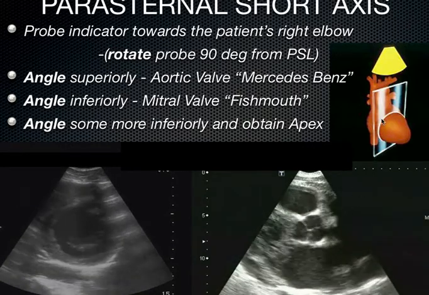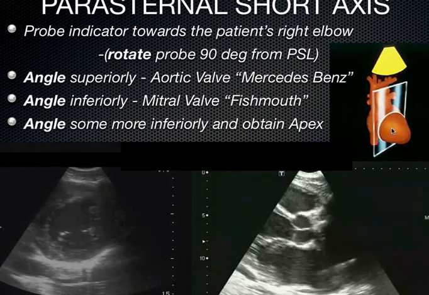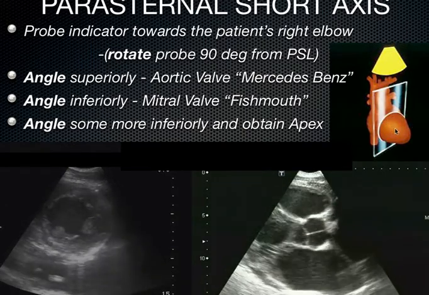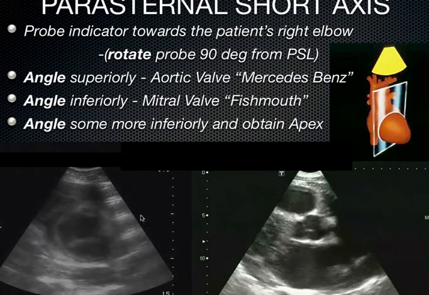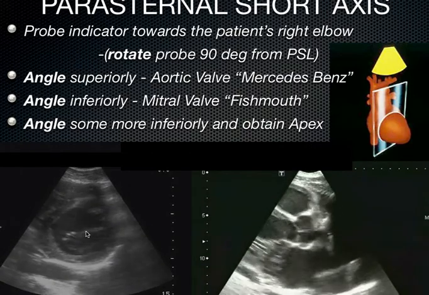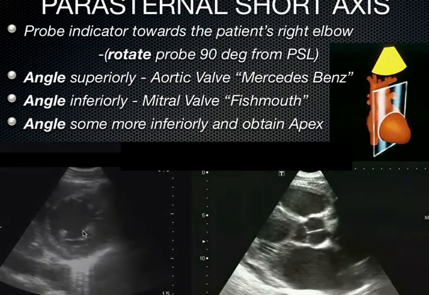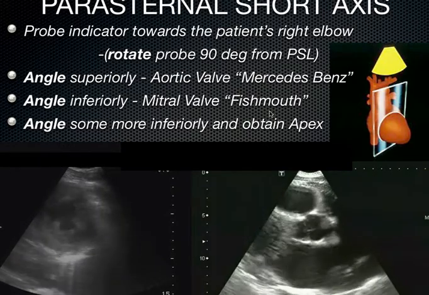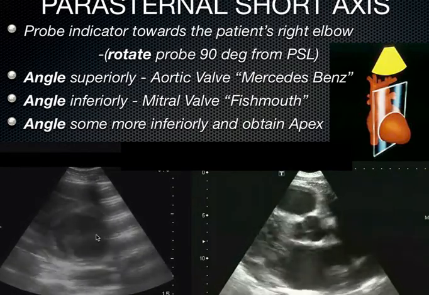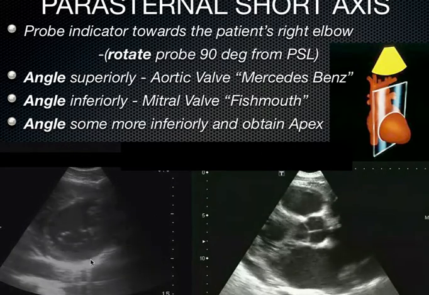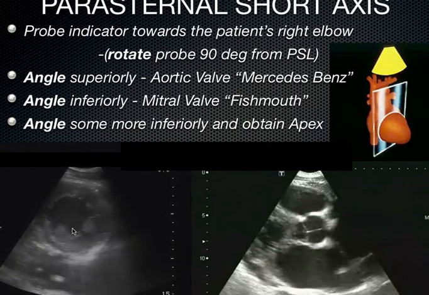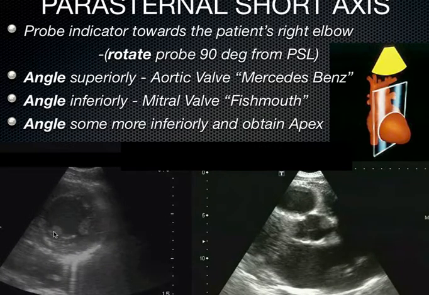Now, if you were to take the sound and walk it down more distally, or you can angle it inferiorly, now you're going to be over a different valve. This is the mitral valve here, and that mitral valve is what we sometimes refer to as the fish mouth view. You see the little fish mouth opening right there. And then eventually you go down even more inferiorly and you'll get to where the papillary muscles are right here. In fact, that's a good example of the mid-pap view. Call that mid-pap. It's down towards the apex.